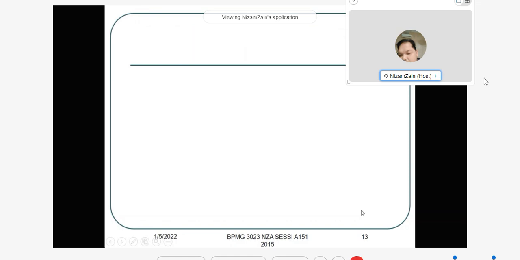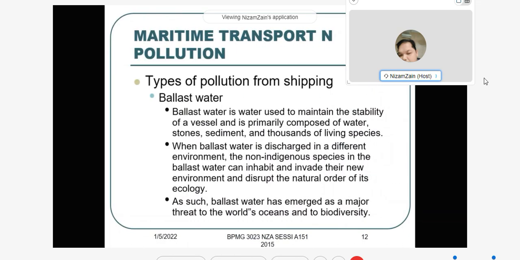Now when I recall back. So ballast water is the water that is kept in the ships, in the hull of the ship, for the purpose of balancing, and to make the ship more stable during traveling or moving on the sea.